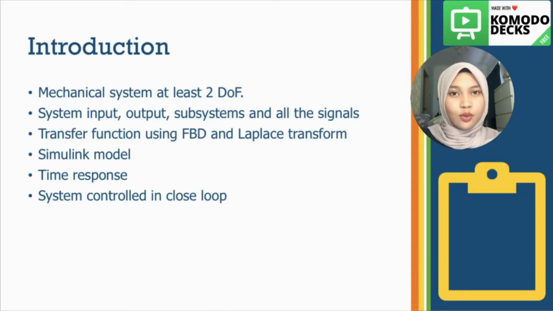Today I will present our part 2. In part 2, we need to answer 6 questions. First question is mechanical system. We need to find a mechanical system with at least 2 degrees of freedom. And last, we need to explain system control in closed loop.